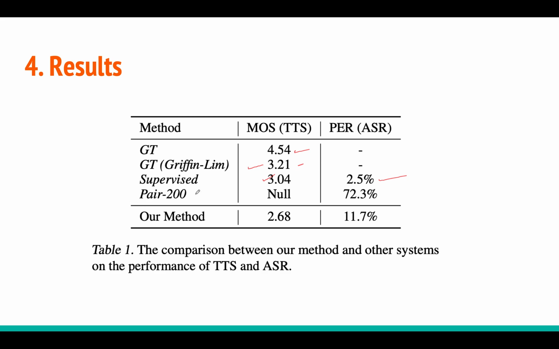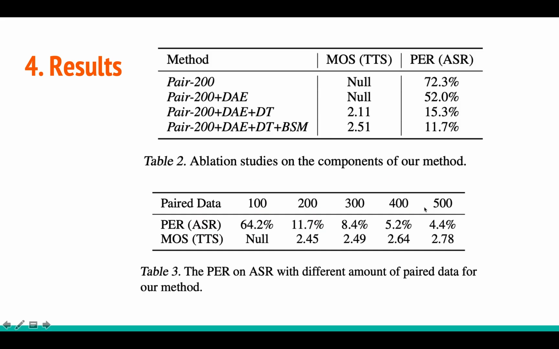But if you use pair 200 and you just train the TTS, you get nothing. I mean, the MOS score is almost zero. They're saying null, and PER is also the worst. But if you use this pair 200 and unsupervised data, you get a very good MOS score, still good, 2.68, intelligible, and 11% is still okay. I mean, PER is still okay, right?